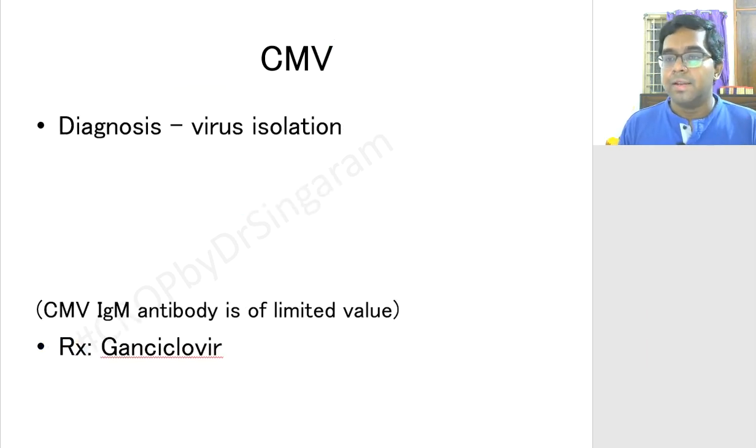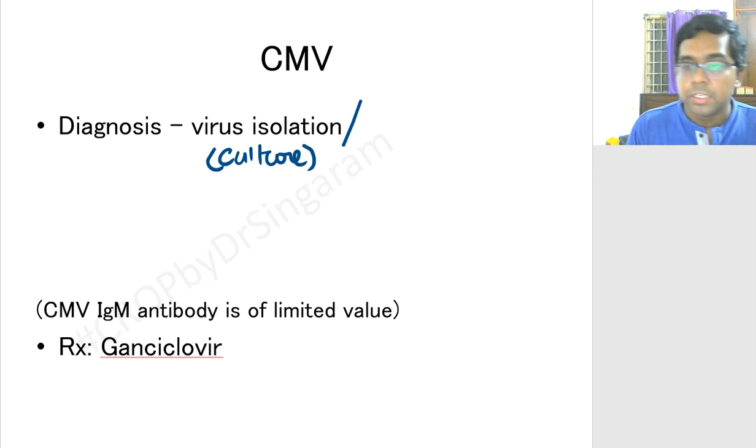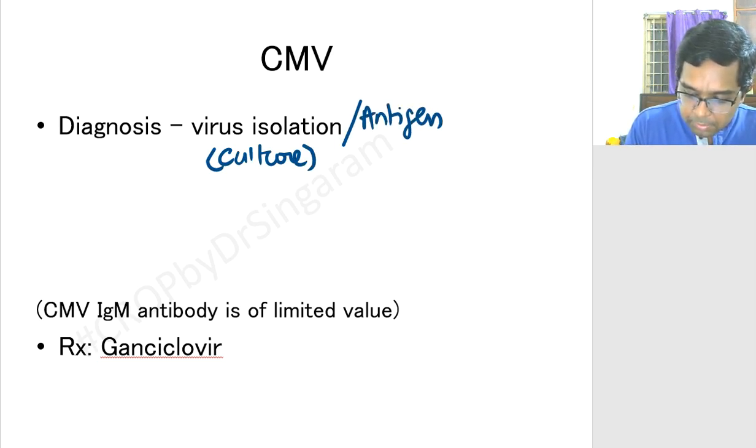Now, how do you make a diagnosis of congenital CMV infection? Please remember it is by virus isolation. This is done using the culture methods, or by detection of the viral antigens. That point needs to be remembered.